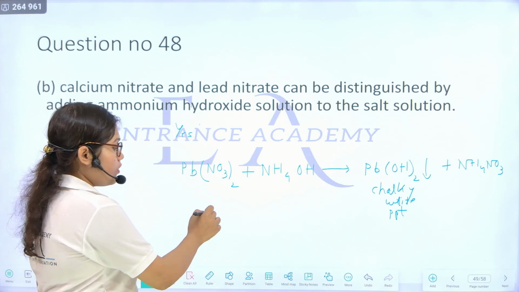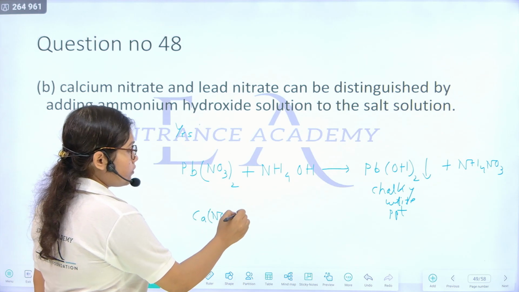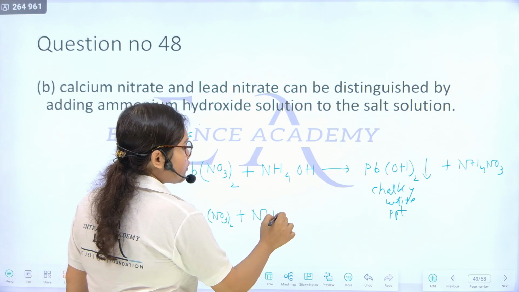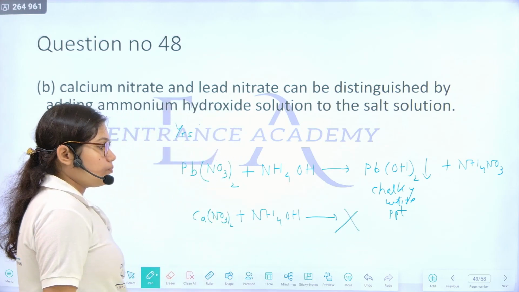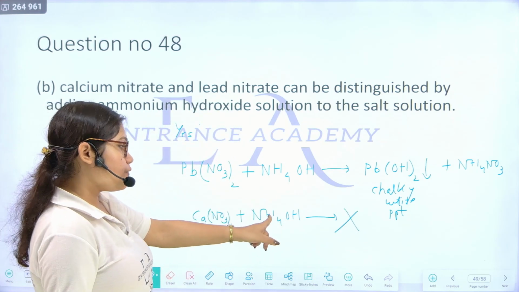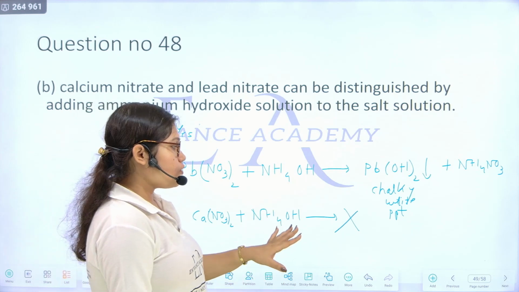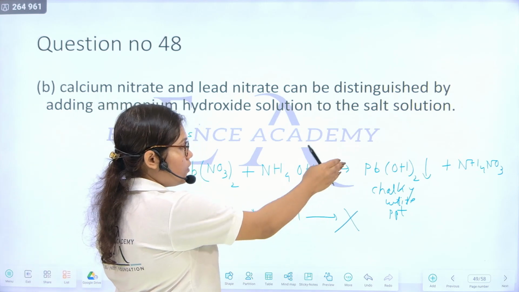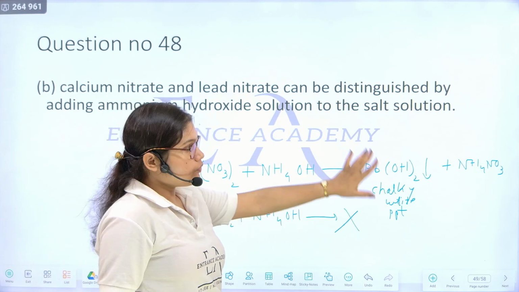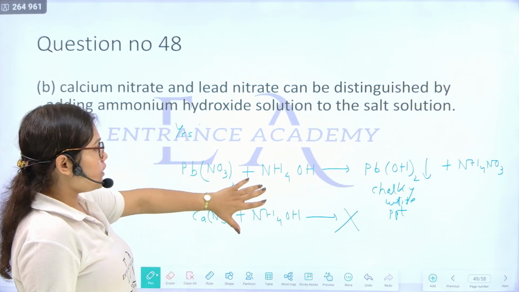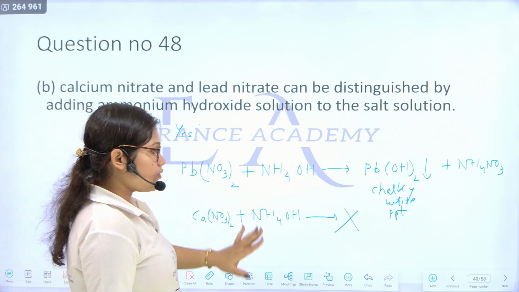If calcium nitrate and ammonium hydroxide react, no reaction. Even if an excess amount of ammonium hydroxide is present, still no reaction. Only lead nitrate reacts with ammonium hydroxide to form a chalky white precipitate. So we can distinguish lead nitrate and calcium nitrate using ammonium hydroxide solution.